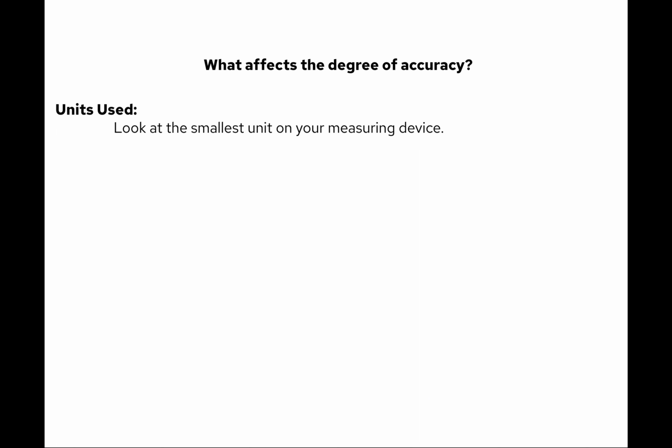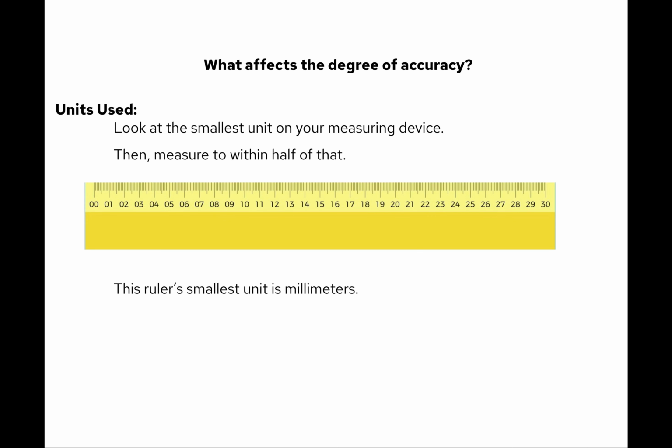Also, it's the units we use. The rule of thumb is when you look at your measuring device, you're supposed to look at the smallest unit and then measure to within half of that. So let's look at our ruler again. In this one, you can see that they counted by centimeters, but there's actually the tick marks in between the centimeters. So the smallest unit is millimeters. So that therefore, when you're measuring this, the smallest unit you should use is half of a millimeter or 0.5 of a millimeter.